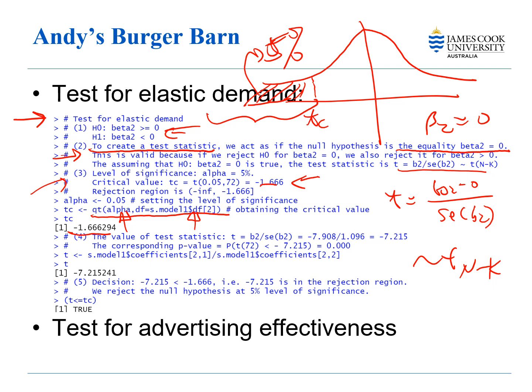Step 4, compute the value of the test statistic. This is quite easy. Just negative 7.908 divided by 1.096. We get this value, and clearly it's less than the critical value. So we reject the null. So indeed the demand is elastic. In a similar way, and this will be your home exercise, you can also test whether beta 3 is bigger than 1 or less than 1.